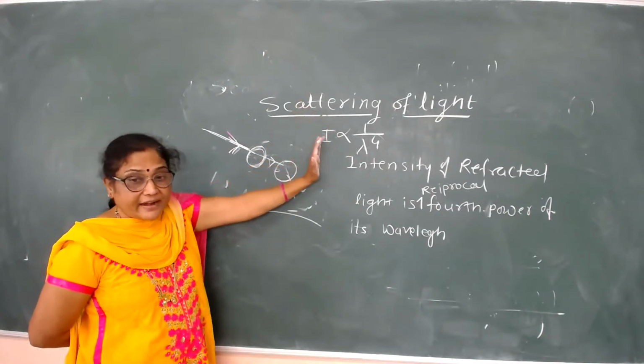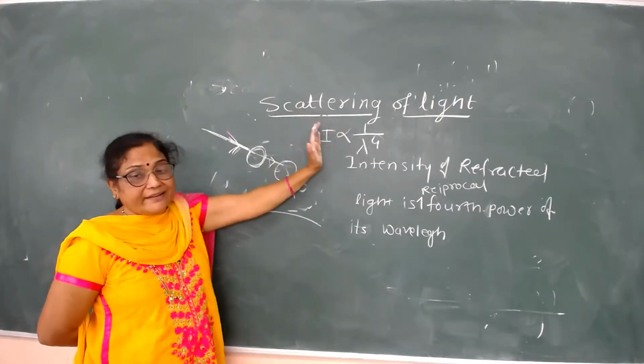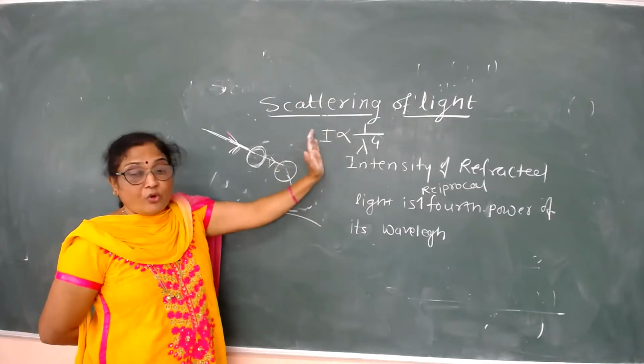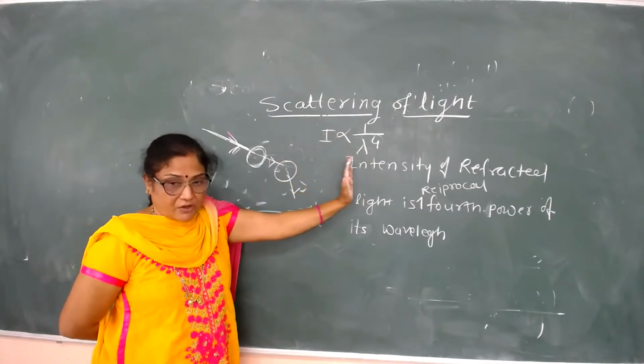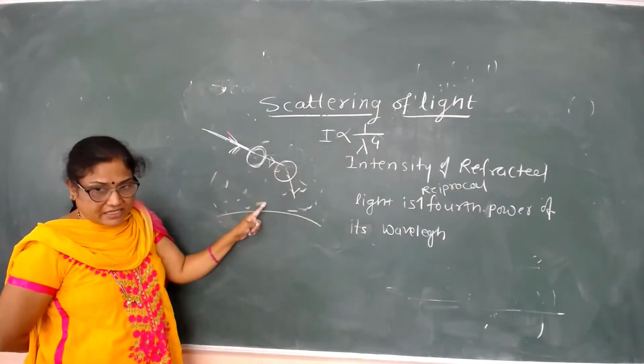Coherent scattering is that which obeys the law of refraction, or which obeys the Rayleigh law. And incoherent scattering is that which does not obey the Rayleigh law. So what is the Rayleigh law, or how does the scattering take place?